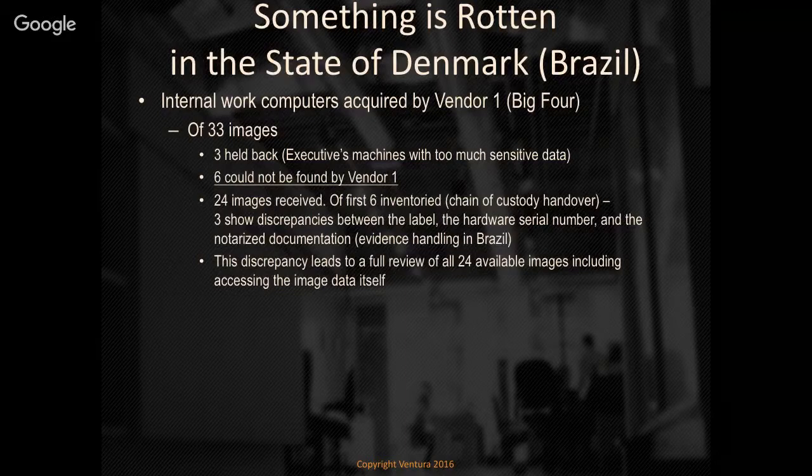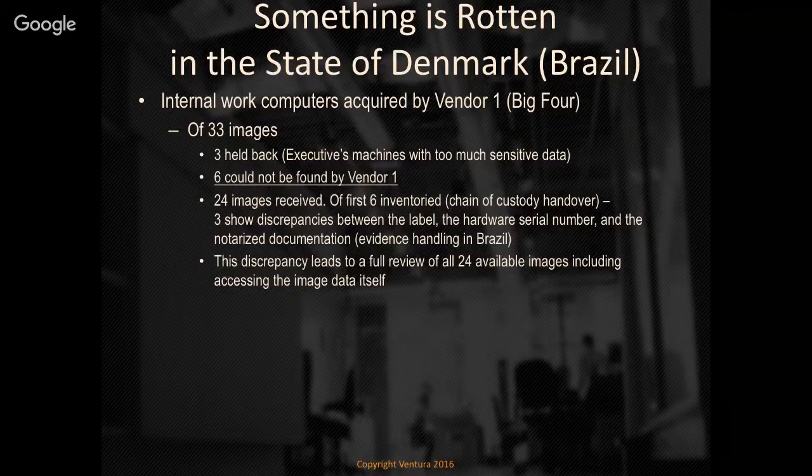Okay, so here I am. I've got this literal big duffel bag full of hard drives. I'm checking them in through chain of custody. The first 6 that I inventory, 3 of them show discrepancies between the plastic bubble wrap around the hard drive, the label on that, versus the actual serial, the label with the serial number on the hard drive itself, versus the inventory that we're given. That's not good. That's not good.